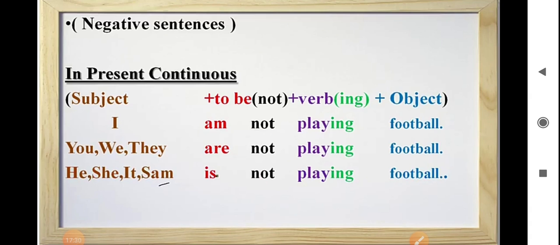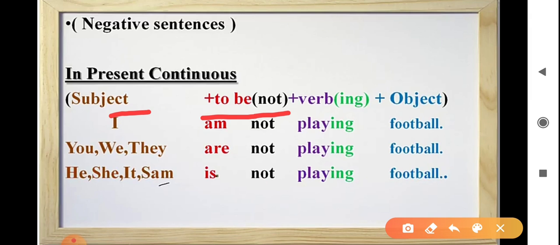First, we will discuss the structure of the negative sentences in present continuous tense. The structure of a negative sentence in present continuous is subject plus be form of the verb plus not plus verb with ing form plus object. For creating a negative sentence in present continuous tense, we use the word not with the be form of the verb: is, am, are.